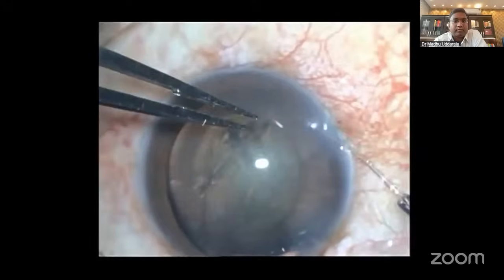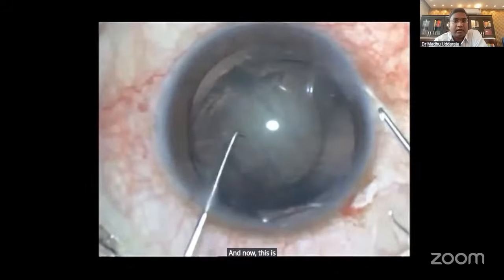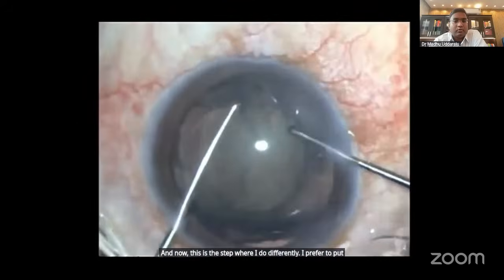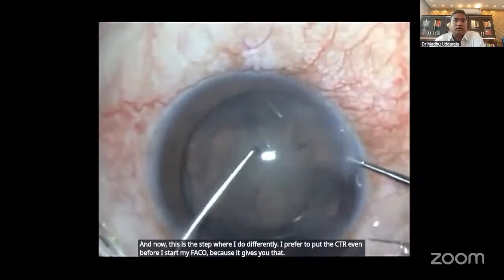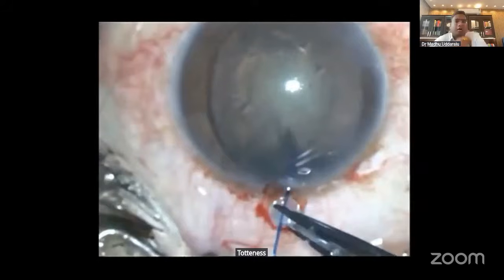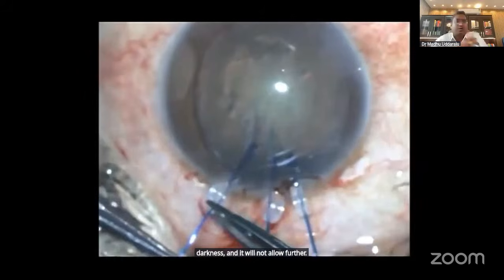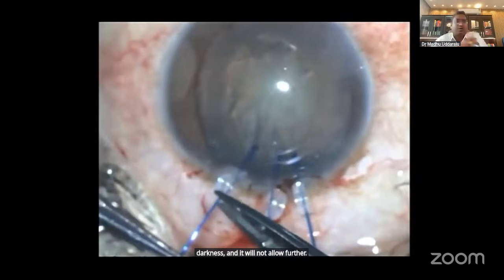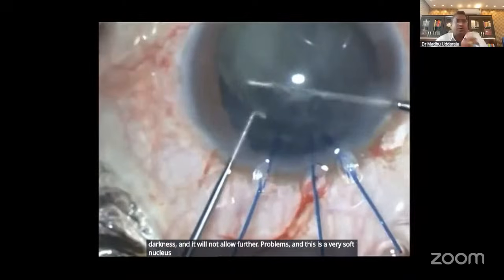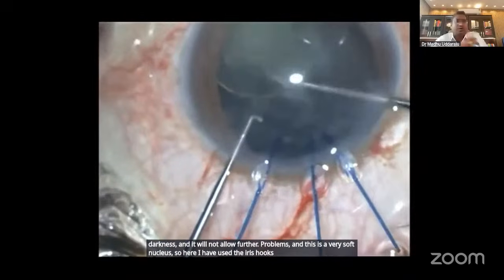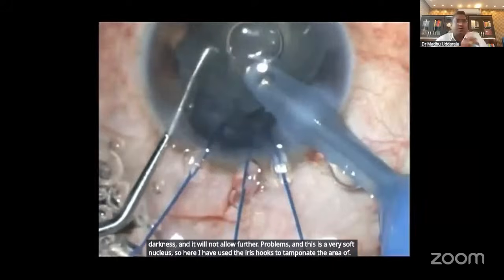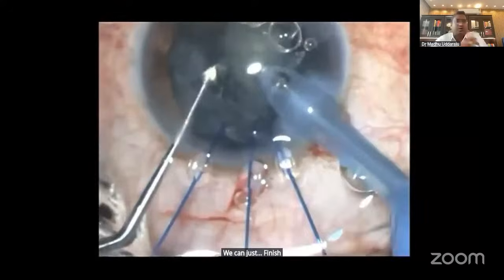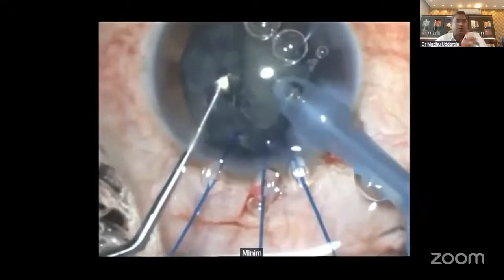And now this is the step where I do differently. I prefer to put the CTR even before I start my phaco because it gives you that tautness and it will not allow further problems. And this is a very soft nucleus. So here I have used the iris hooks to tamponade the area of loss, and we can just finish the phaco with minimal parameters here.